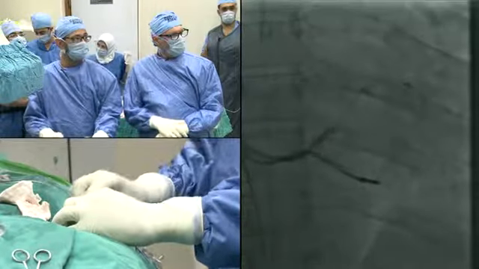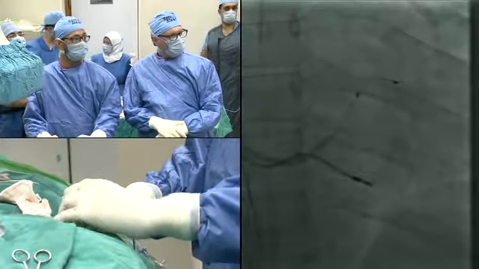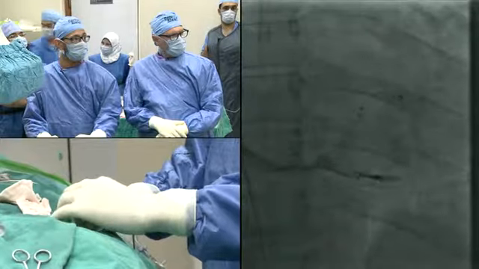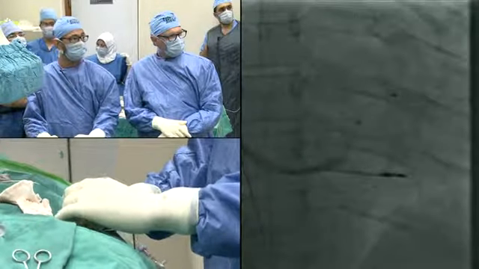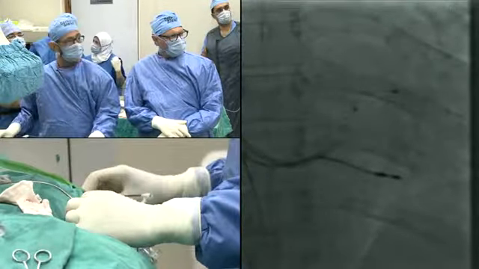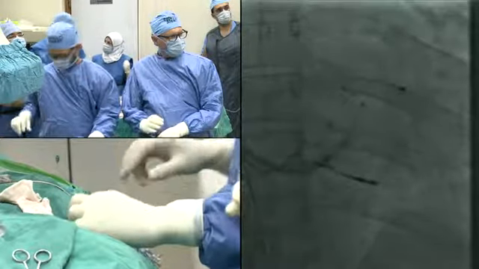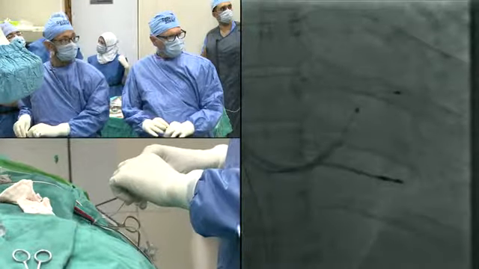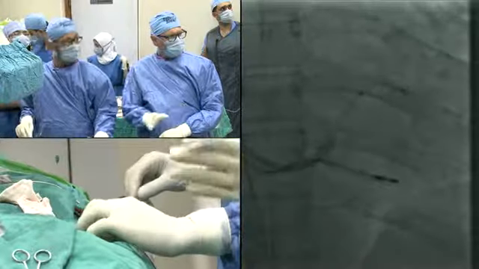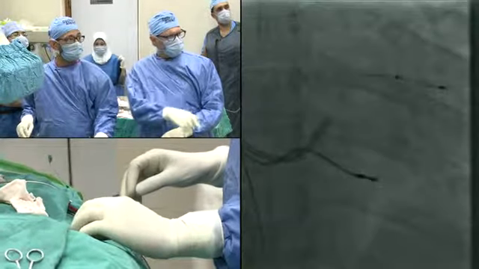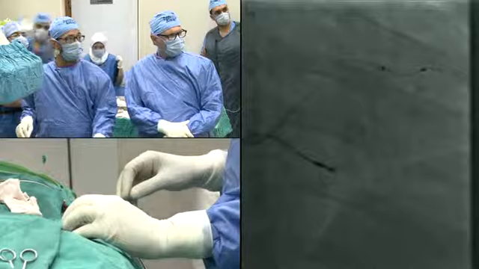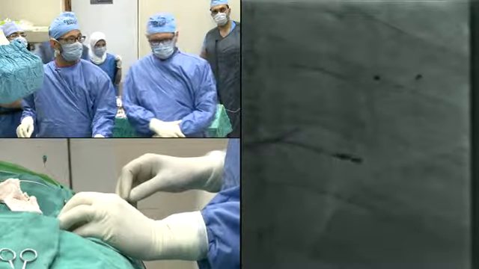It's important to get the wire as far ahead as possible for stability. And then as you advance the lead, you can pull the wire back to allow the lead to track over the wire. You see that jump forward there? Very nice. That's a better position, I think. I think it's good.